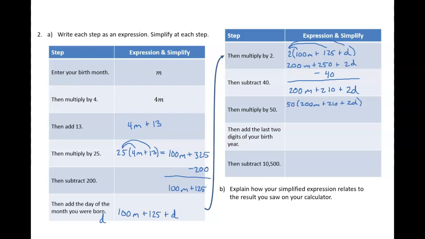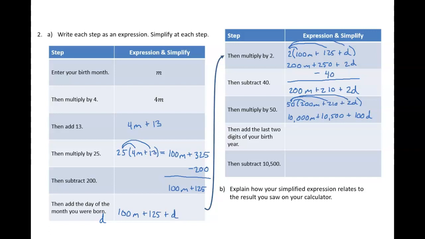And I see parentheses, which tells me I'm probably going to do distribution again. 50 times 200. Let me put that in my calculator. I get 10,000m for that distribution step. 50 times 210, that's going to be 10,500. And then 50 times 2d, I think that's going to be 100d. So that's what we get after we distribute that 50.